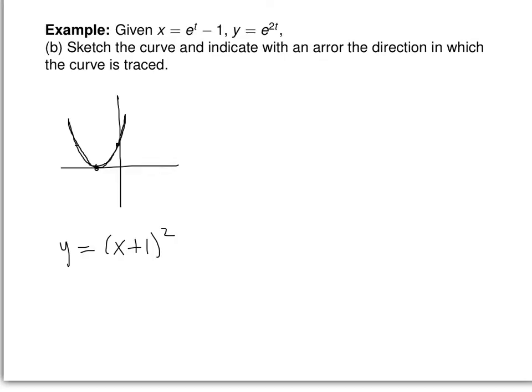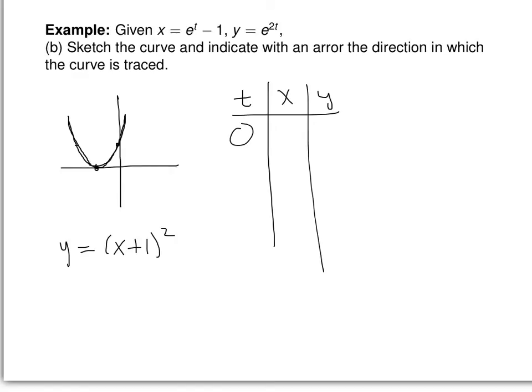So we know that's our parabola, we just don't know which direction it's traced. So make a table and plug in some values for t and see what's happening. So when you plug in, say 0, e to the 0 is 1, 1 minus 1 is 0, so 0, 1. So we start at this point when we have t equals 0.